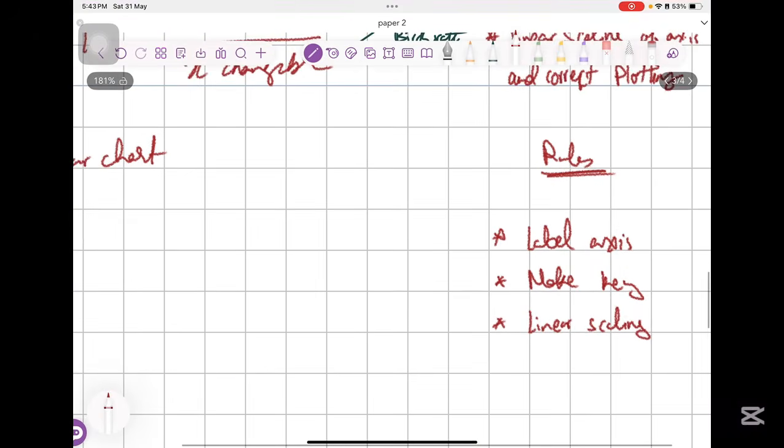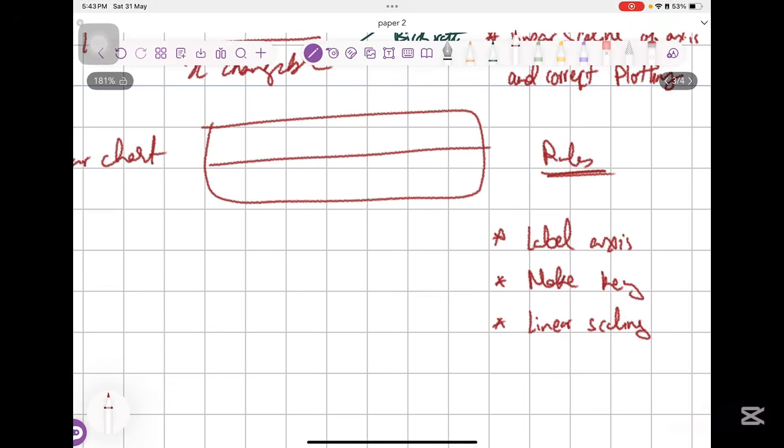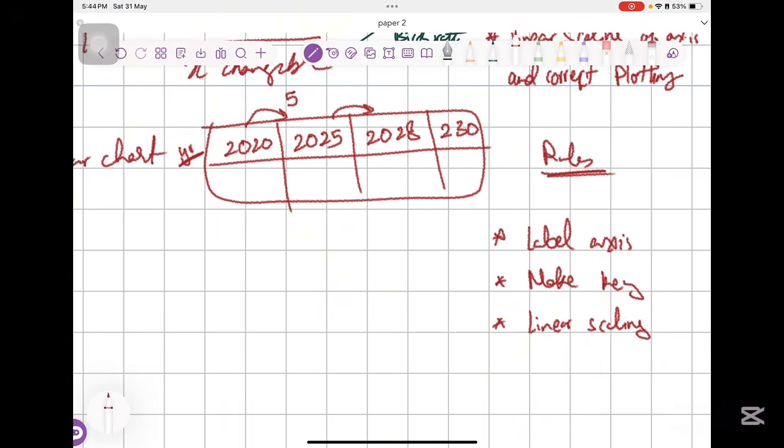You're going to get a table, for instance with your data, and here you've got years. This is the important thing I want to discuss. You've got 2020, then 2025, then 2028, then 2030. You see here we jumped 5 years, here we jumped 3 years, here we jumped 2 years. It's not linear.